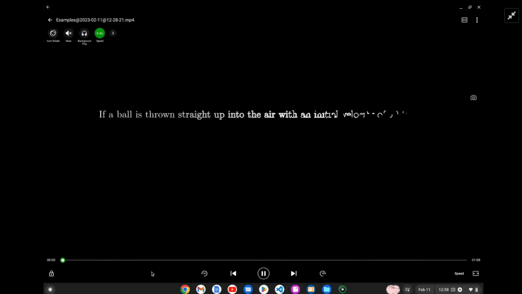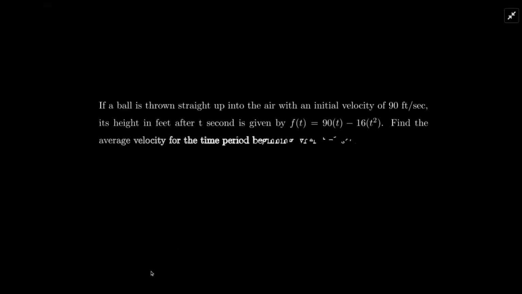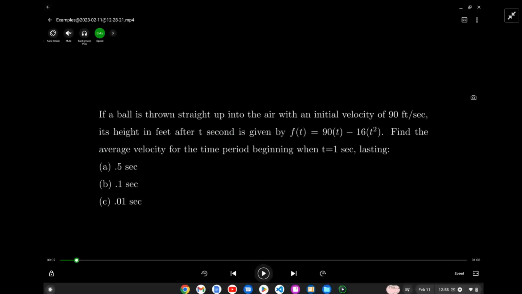Okay, let's take a look at our problem here. So we've got a ball thrown into the air, initial velocity of 90 feet per second. We have a function for the distance in terms of time. It's 90t minus 16t squared. And we're going to find the average velocity for the time periods beginning when t equals 1, lasting these durations.